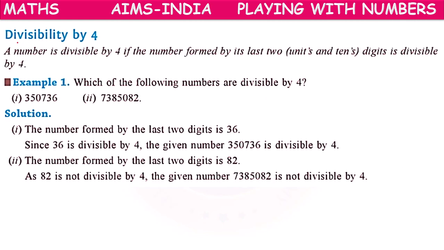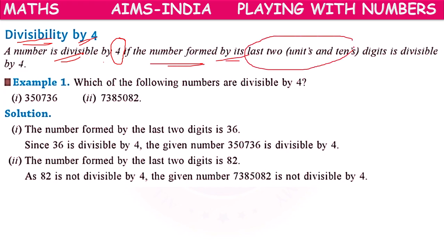Next, divisibility by 4. A number is divisible by 4 if the number formed by its last two digits is divisible by 4. What are the last two digits, children? Units digit and tens digit. These two are considered the last two digits. The number may have any number of digits, no need to bother about that. We just have to test the last two digits of the given number.